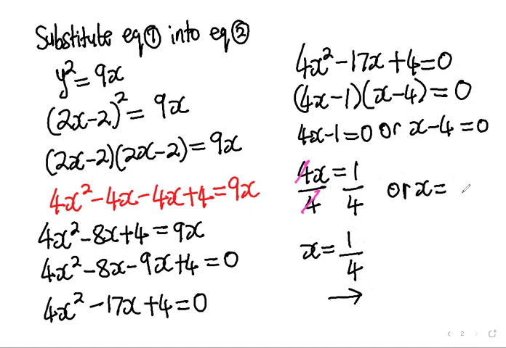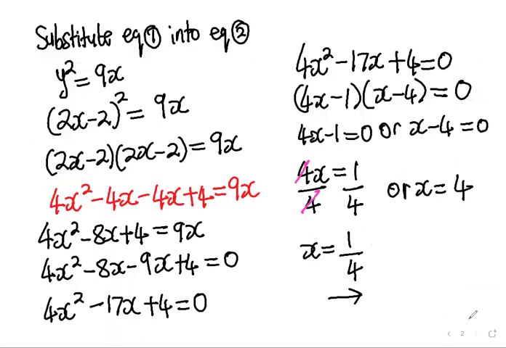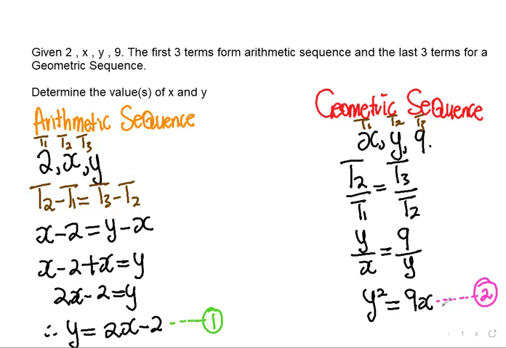Or our x is going to be equals to 4, because when you transpose negative 4 to the other side, it changes the sign to become positive. Now when you look at the question, they said determine the values of x and y. So it means to say, in this case, we're going to have the values of x and y for both the geometric as well as the arithmetic sequence right there, right? And then with this being said, it means to say your sequence, remember the arithmetic sequence is 2x and y.